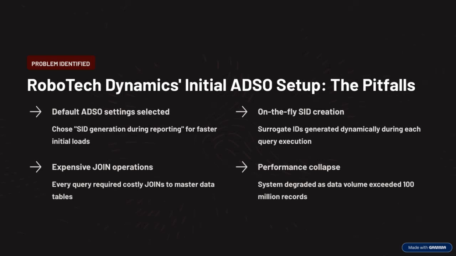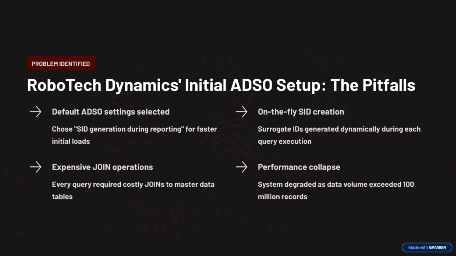As the data volume grew beyond 100 million records, we saw a significant degradation in the system's performance. This was mainly because every query required complex and costly join operations to access master data tables. These joins are inherently resource-intensive, especially at such large scales, which caused our performance to collapse. Additionally, during each query, surrogate IDs or SIDs were generated dynamically on the fly. This on-the-fly SID creation added extra processing time and complexity, further slowing down our reporting processes.